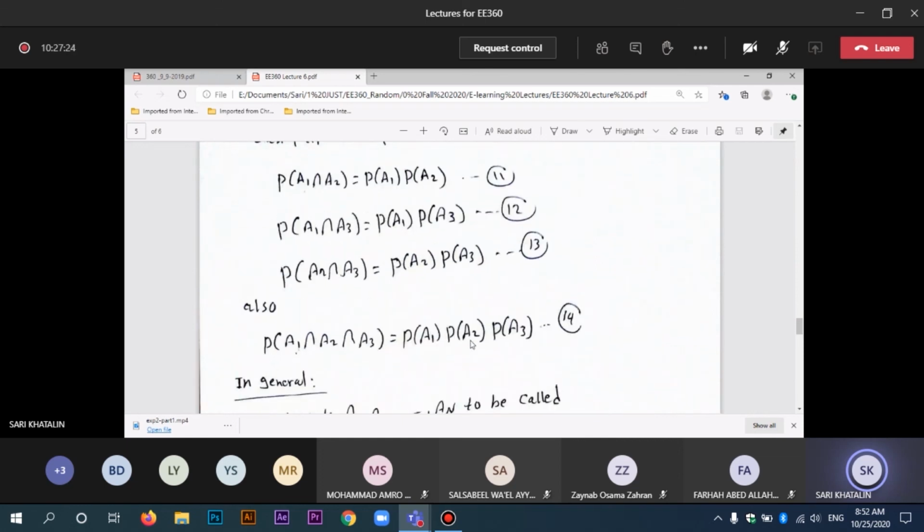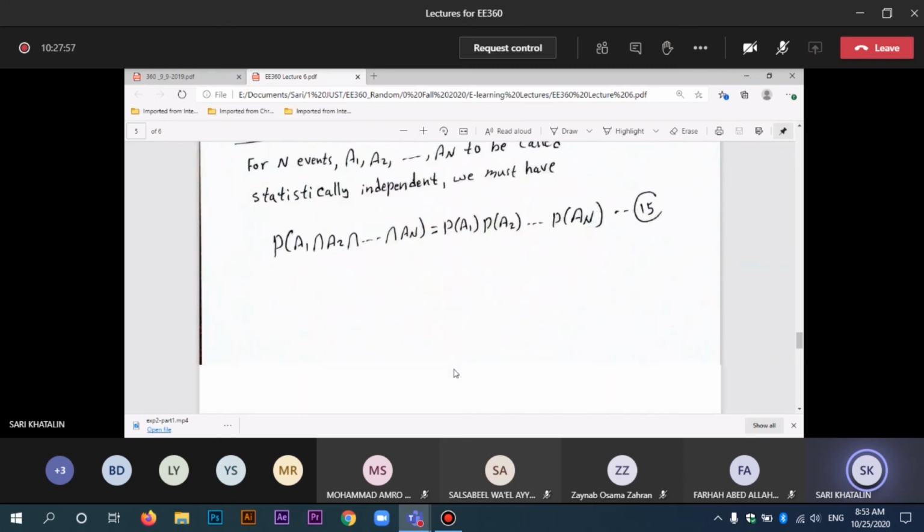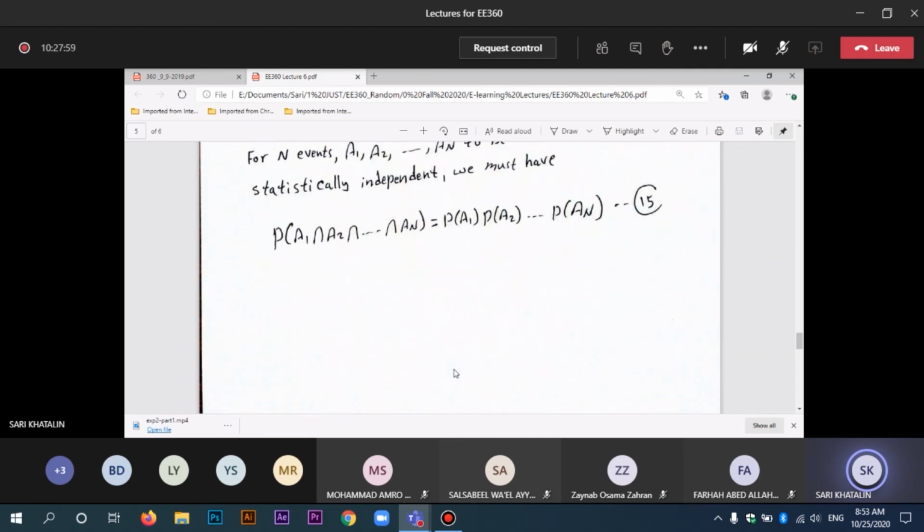And in general, if we have more than 3 events, let's say if we have n events, you do the same thing. For them to be statistically independent, the probability of the intersection of all of them, A1, A2, A3, A4, and so on, has to be equal to the probability of each event multiplied by each other, which is equation 15. And that's basically the end of chapter 1.